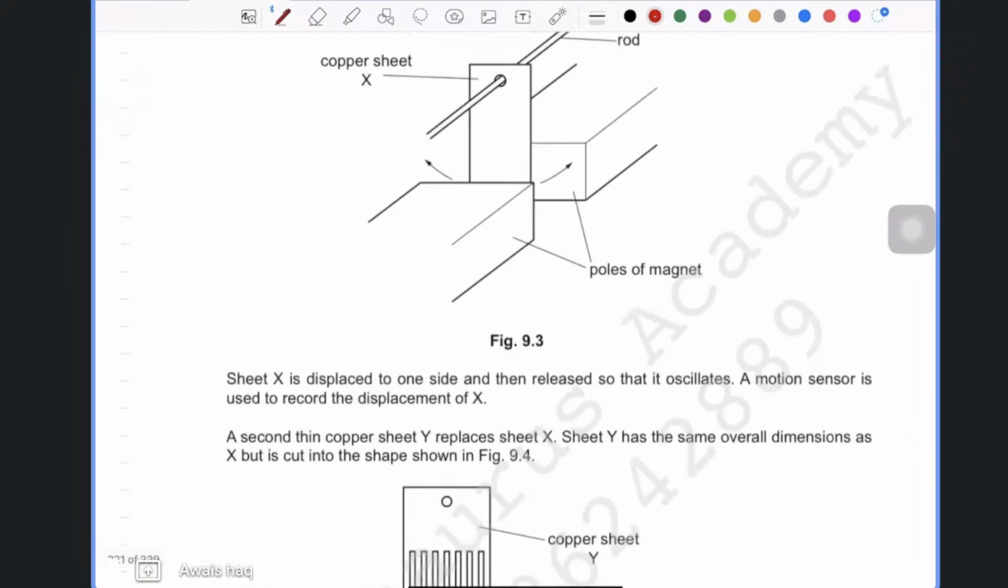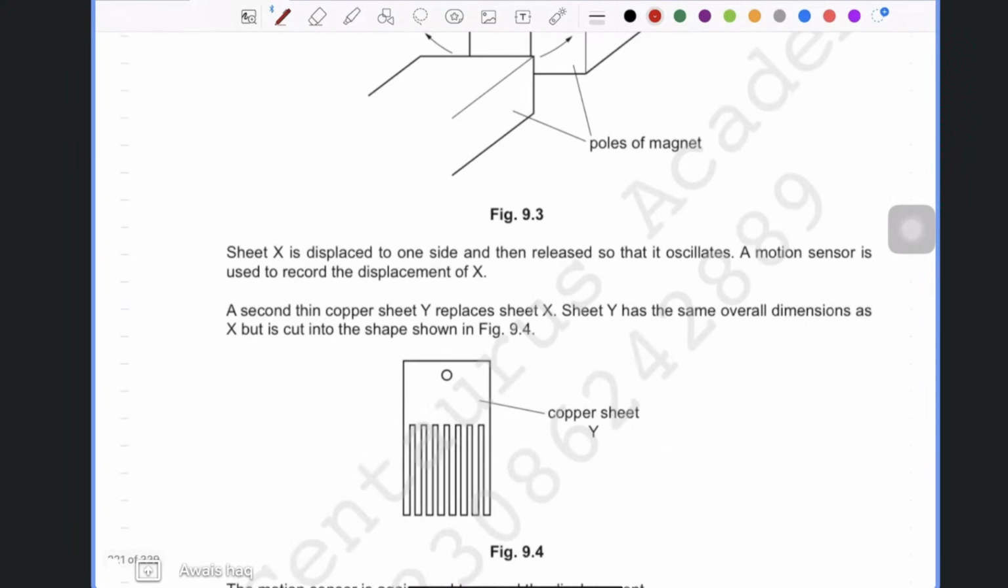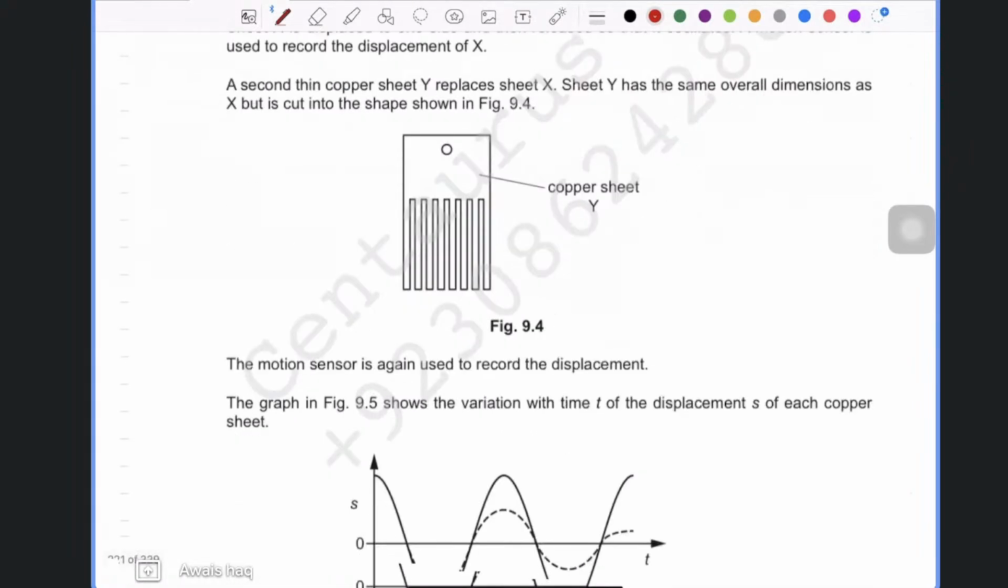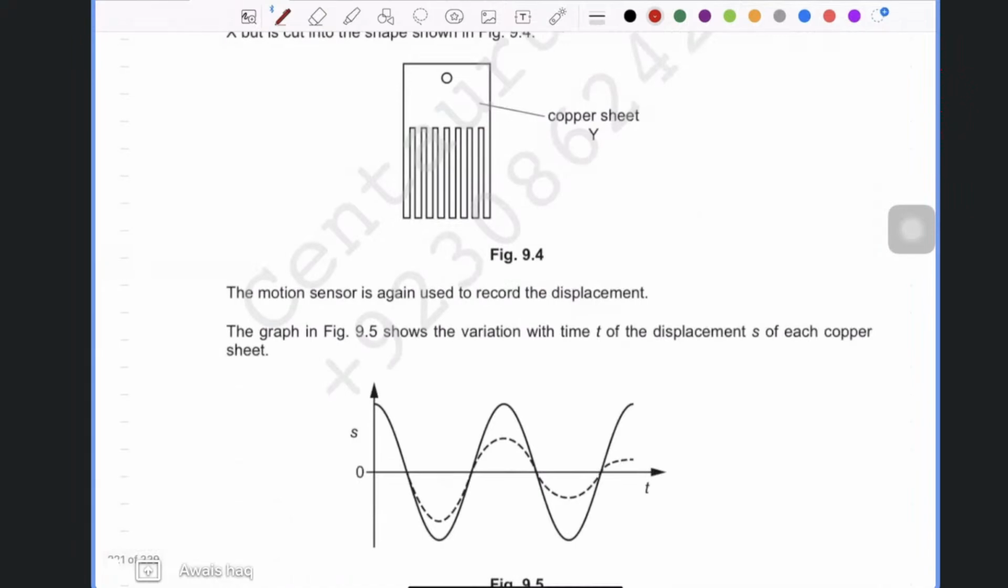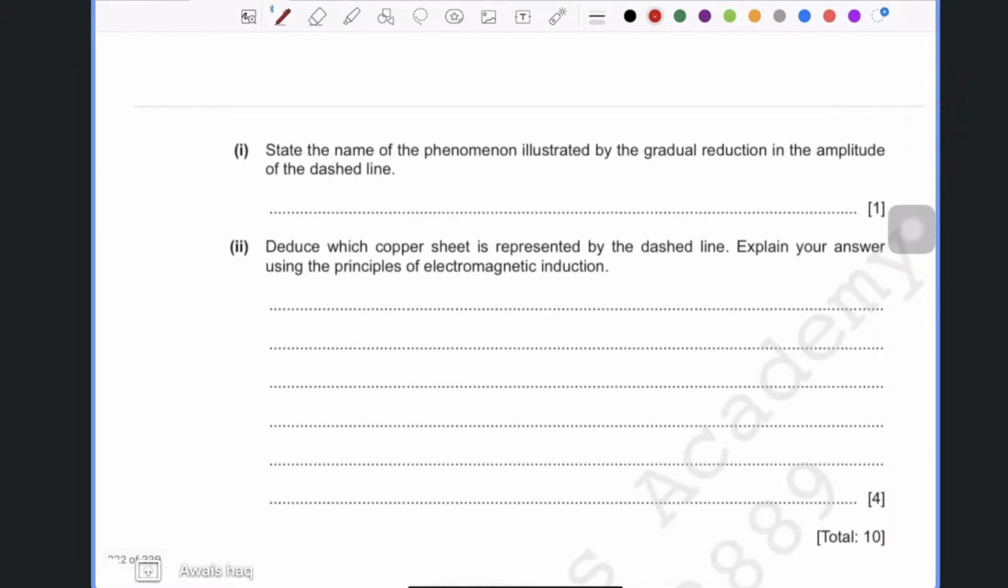The second thin copper sheet Y replaces sheet X. Sheet Y has the same overall dimensions as X but is cut into shape as shown, like you can see. The motion sensor is used again to record the displacement. The graph in figure 9.5 shows the variation. Now it says state the name of the phenomenon illustrated in the reduction of amplitude.